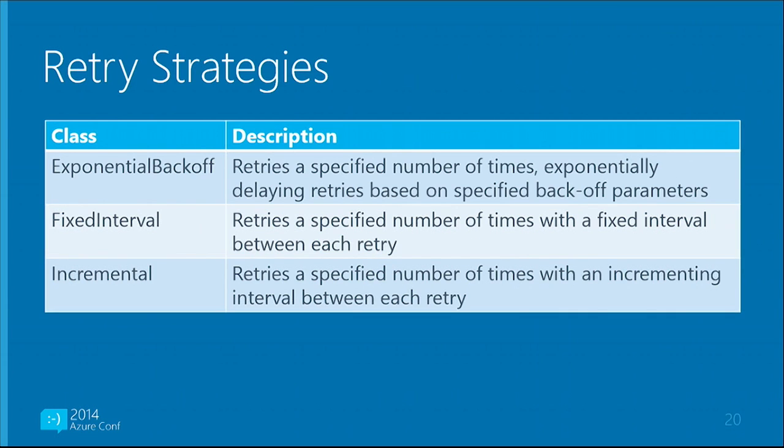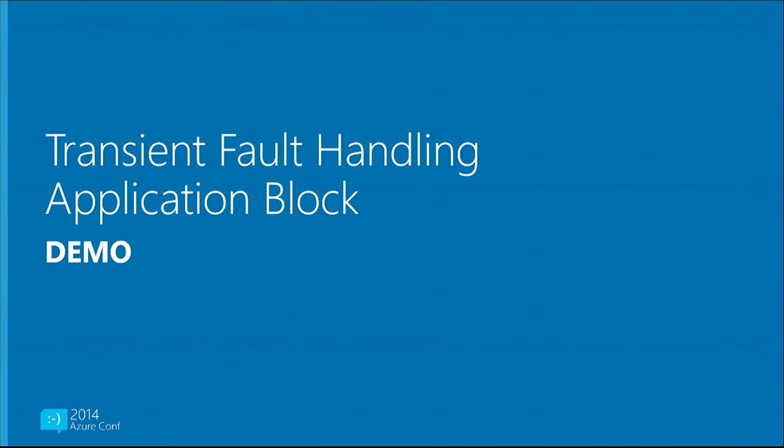We have multiple retry strategies built in as well. We have an exponential backoff strategy that lets us, over a specified number of times, exponentially back off the retries and delay the retries. We have a fixed interval strategy, where we can specify the number of times we want to retry and a fixed interval between each retry. And then we have an incremental strategy, which is, again, a number of times, incrementing the interval between each retry. So with that, let's go take a look at the Transient Fault Handling Application Block.